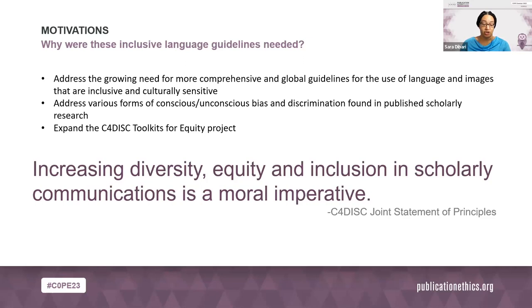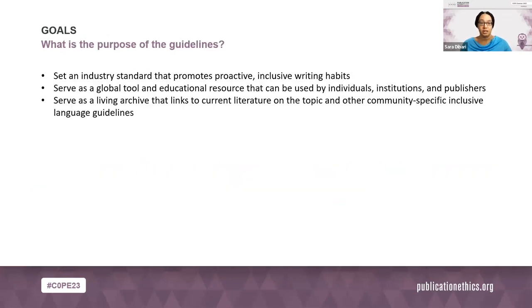So the motivations behind creating these guidelines were to address the growing need for more comprehensive and global guidelines for the use of language in images that are inclusive and culturally sensitive, to address various forms of conscious and unconscious bias and discrimination found in published scholarly research, and to expand upon the C4 DISC Toolkits for Equity project. The goals behind the toolkits are to set an industry standard that promotes proactive, inclusive writing habits, to serve as a global tool and educational resource that can be used by individuals, institutions, and publishers, and to serve as a living archive that links to current literature on the topic and other community-specific inclusive language guidelines.